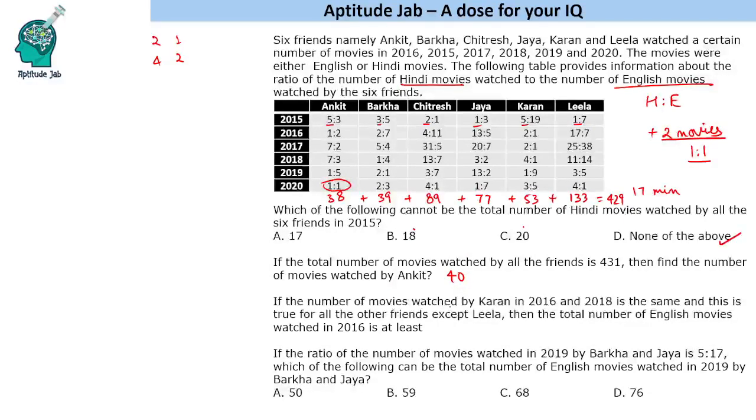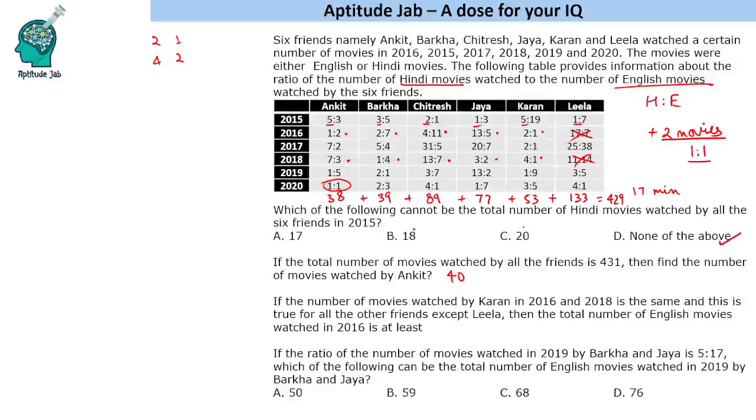If the number of movies watched by Karan in 2016 and 18 is the same, and this is true for all friends except Leela, then the total number of English movies watched in 2016 is at least. So basically what we have to do is we have to discard Leela, and for all others we have to equate the ratios of 2016 to 18. Okay, so we will equate the ratios and get the numbers.